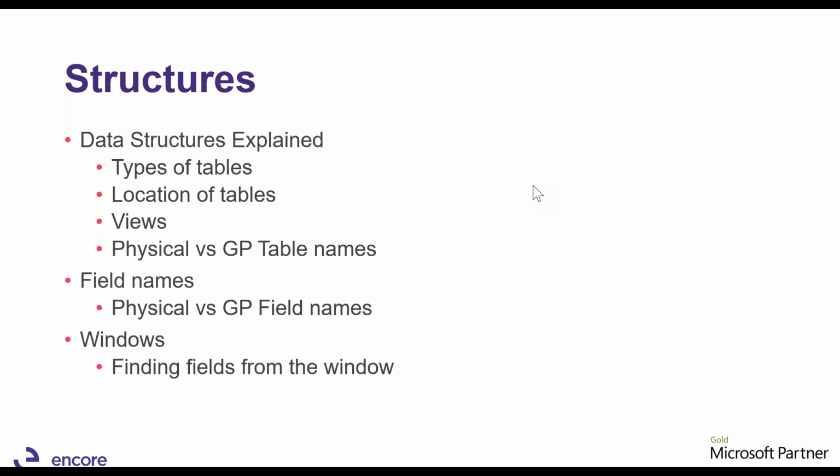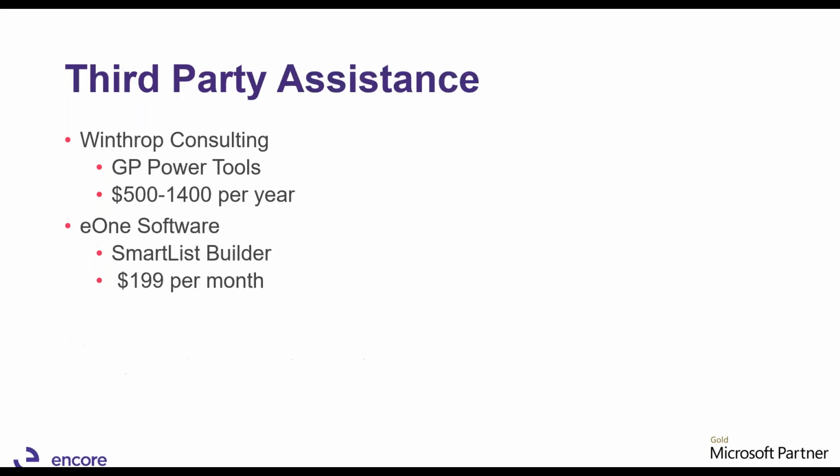There are some references that we're going to look at. And then the last piece is the windows. So then we've got some third-party assistants, and I'll come back to these, but these are the 2 main ones that we've got. All right, so let me flip over to my screen and we'll start to look at GP so that you can investigate how you can find these different pieces of information.